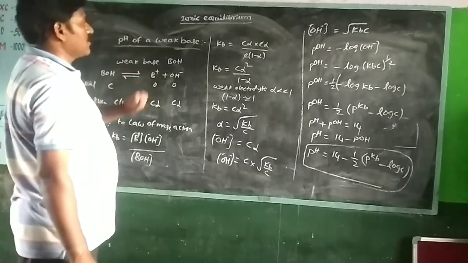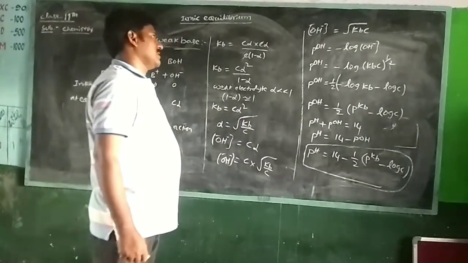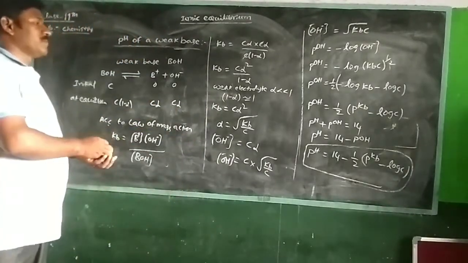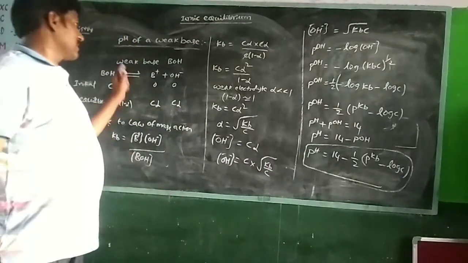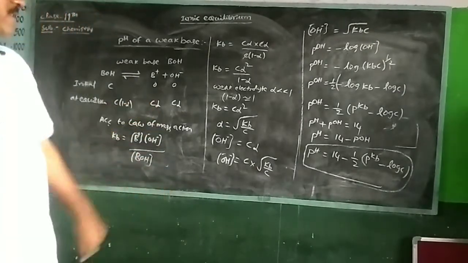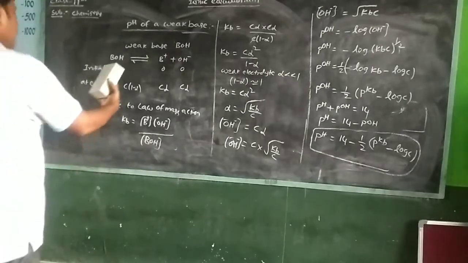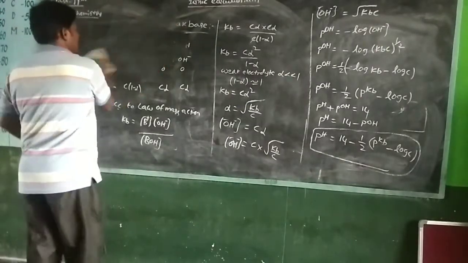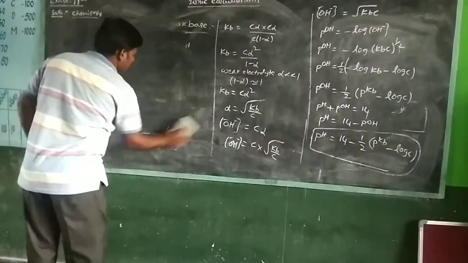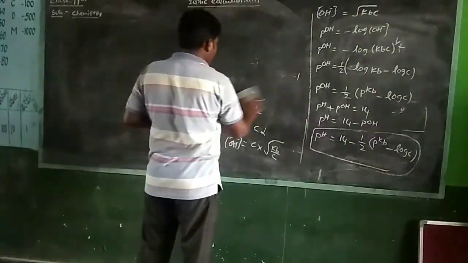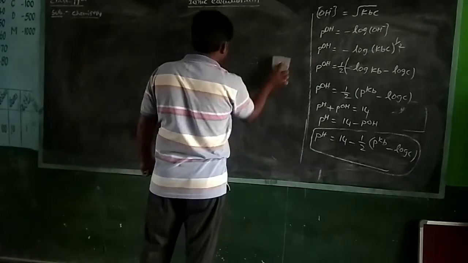Already Kb is equal to C alpha square, and OH minus concentration is equal to root KbC. So pH is 14 minus half pKb minus log C. This is the pH of a weak base. Okay, next class, next topic: the pH of a weak acid and the pH of a weak base is also complete.